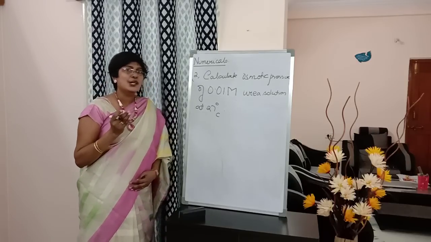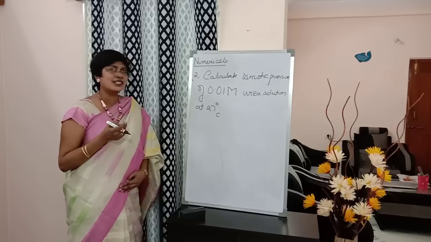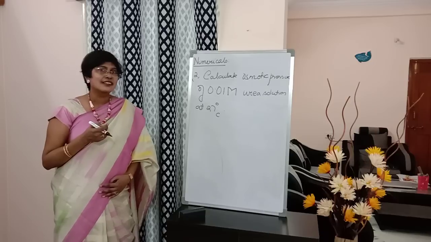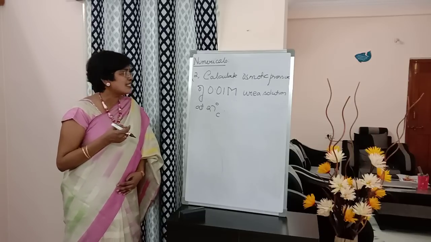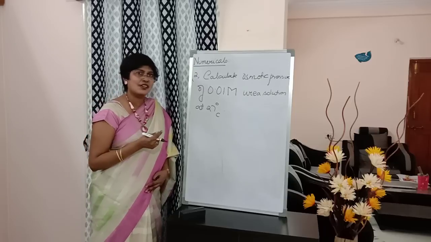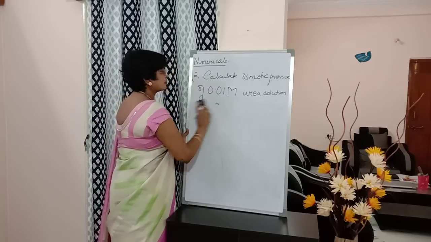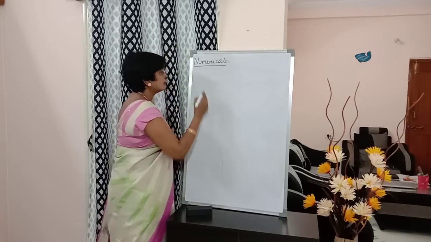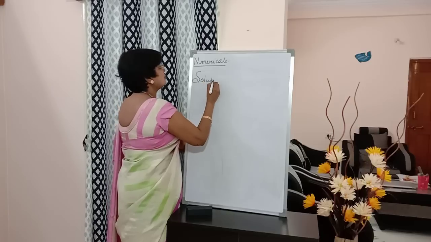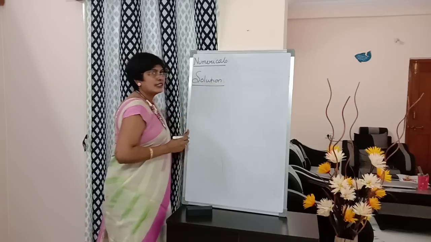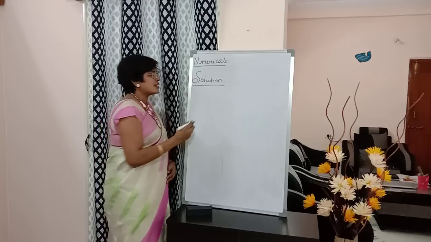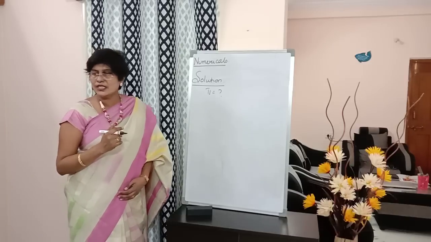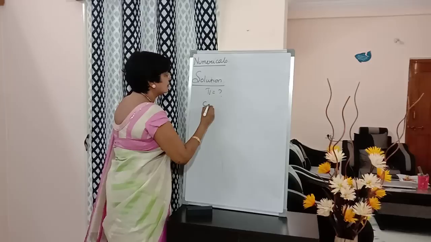You know only 27 degrees centigrade. What is 0.01 M? What is that value, students? Yes, it is a concentration. Okay, shall we do the solution? Right. Put the side heading solution. Write down. Calculate osmotic pressure. So pi is equal to question mark of 0.01 M urea solution.